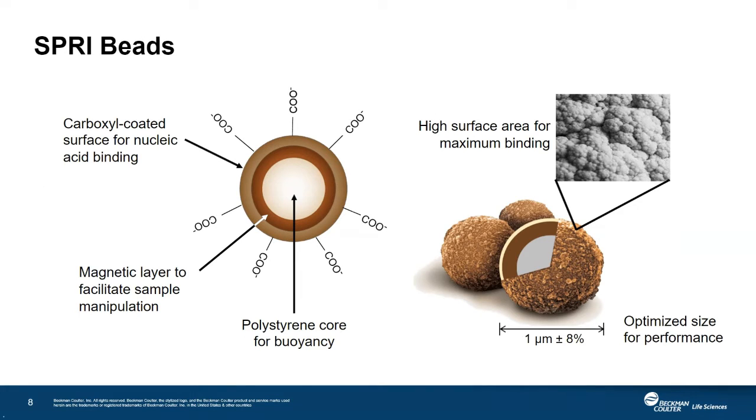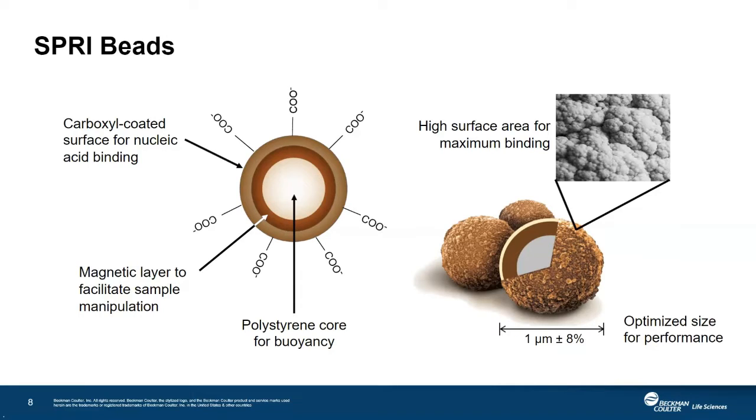So let's look at the beads a little bit more because this is really the magic behind this technology. And you can see on the left-hand side, this is truly the components of the bead itself. There is a carboxyl-coated surface for nucleic acid binding. So that is what the outside of the bead is. Inside, in this inner layer, you have the magnetic layer. This is crucial because this is how you manipulate beads during the workflow. So we have to have some way for these beads to move around, for us to be able to remove contaminants, et cetera. And it's that magnetic layer in that inner core that really is helpful for that.